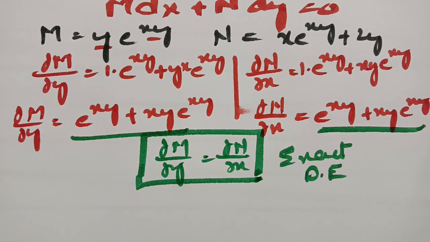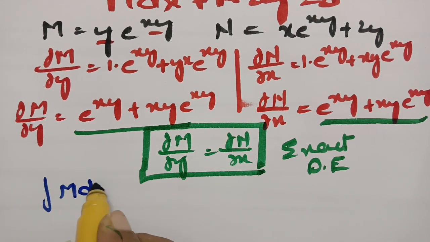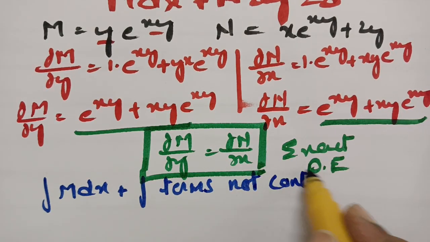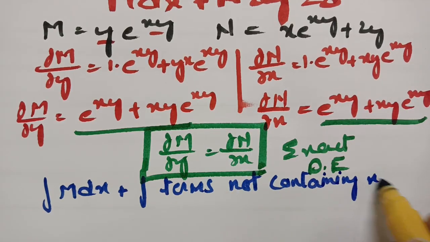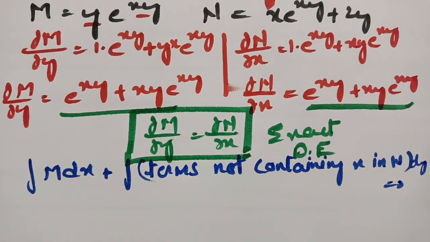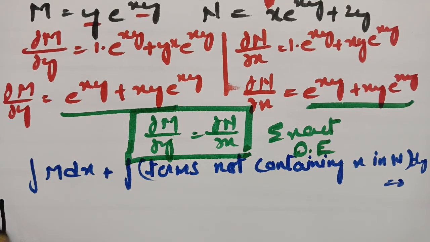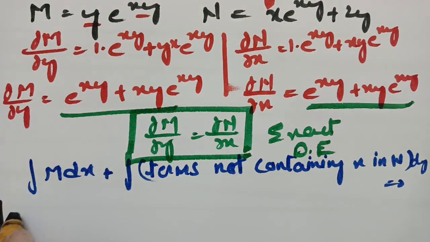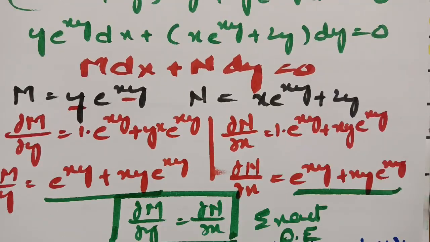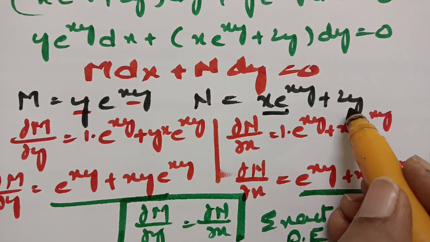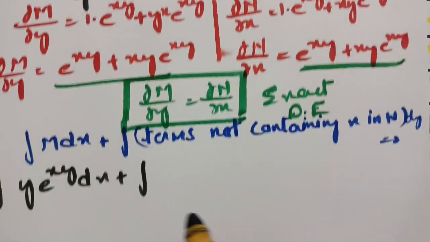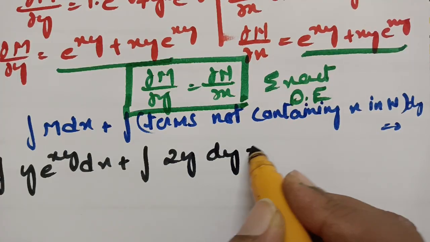So what will be the solution here? The solution is the integral of M dx plus the terms not containing x in N, dy, equal to 0. What is M here? M is y e^(xy) dx, plus the terms not containing x. There is an x here, leave it, and there is no x here. Therefore this is the term not containing x. So what is there here? 2y dy equal to 0.